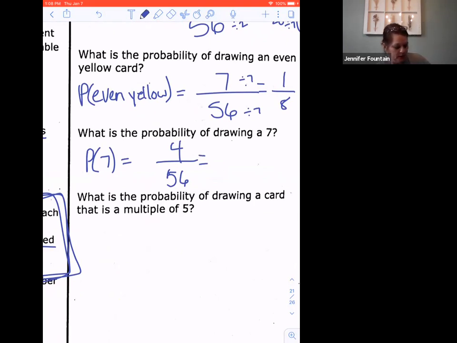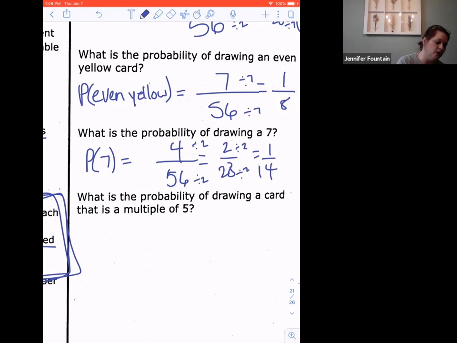So if you looked at it and didn't know immediately that 4 would go into 56, you could just start by saying, okay, they're both even, so I'm going to divide by 2. 4 divided by 2 is 2. 56 divided by 2 is 28. They're still even, so I divide by 2 again. 2 divided by 2 is 1. 28 divided by 2 is 14. So you have a 1 out of 14 chance, or 1/14.